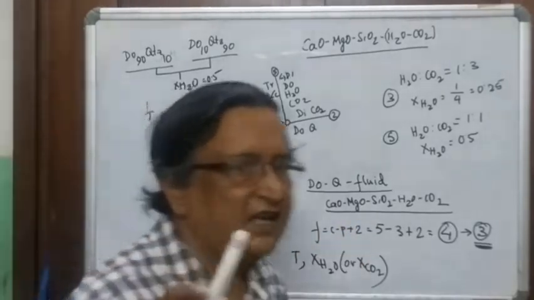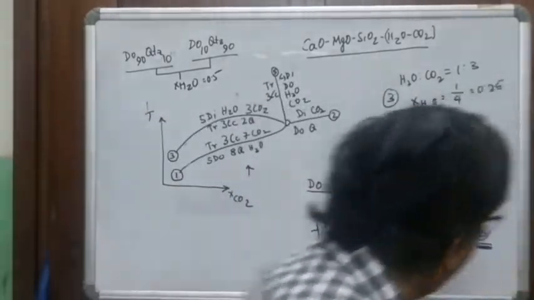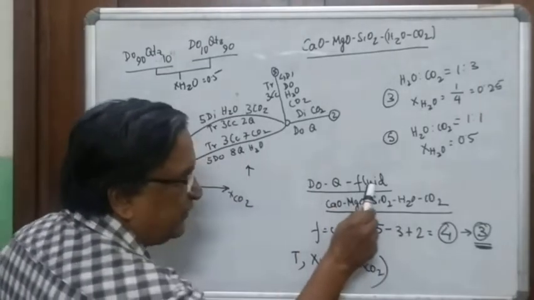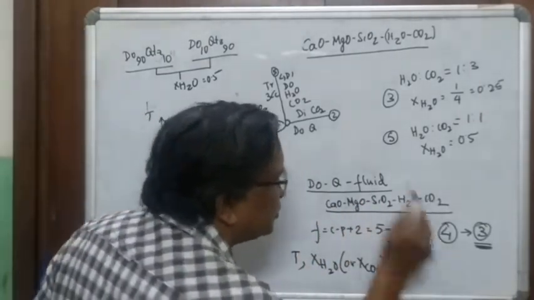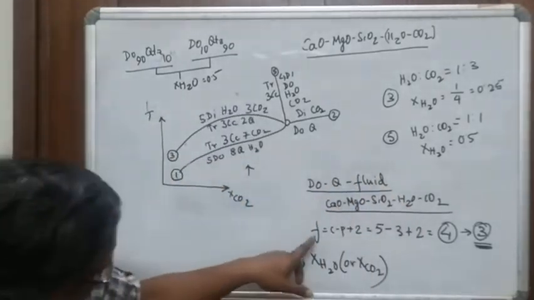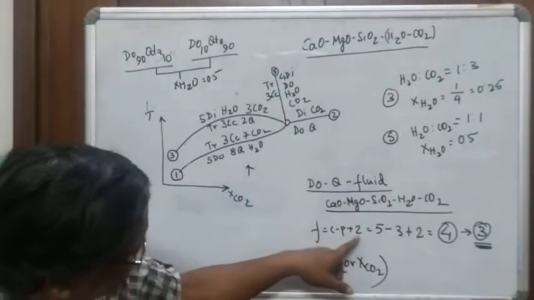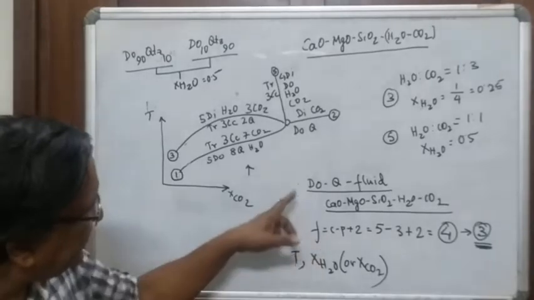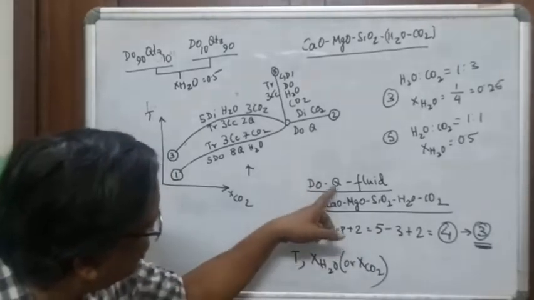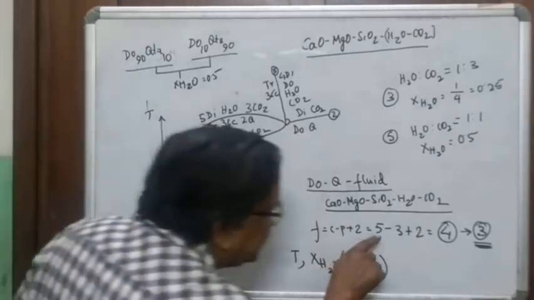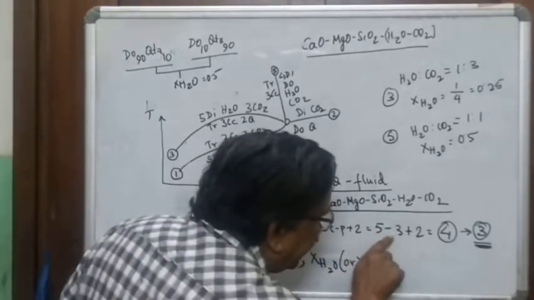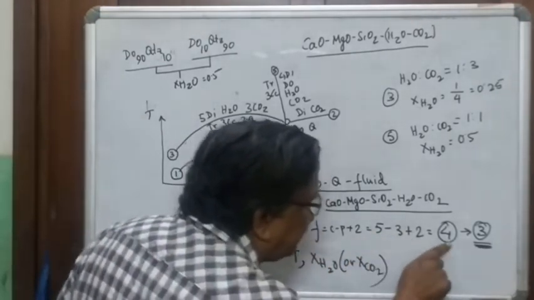You tell me that. I set this question for you. I took dolomite, quartz, fluid, then I took the components CaO, MgO, SiO2, H2O, CO2, and F is equal to C minus P plus 2. How many phases? I took 3 phases: dolomite, quartz, fluid, because by definition fluid is a phase. So 5 minus 3 plus 2, so 2 plus 2 is 4.